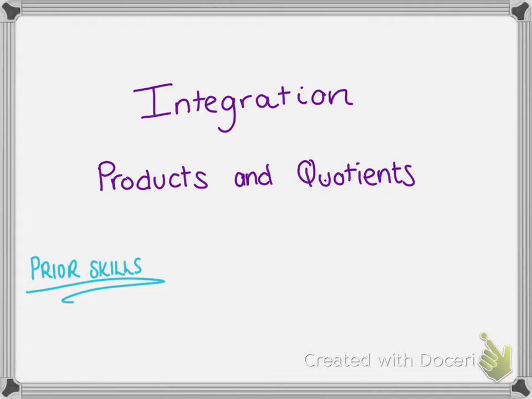So prior skills are, it's the same knowledge in these first couple of steps that you used for differentiation. So you need to be comfortable with your rules of indices. You need to be comfortable turning a function that's a fraction into something that's not a fraction. Okay, so I've got 3 examples for us to go through.